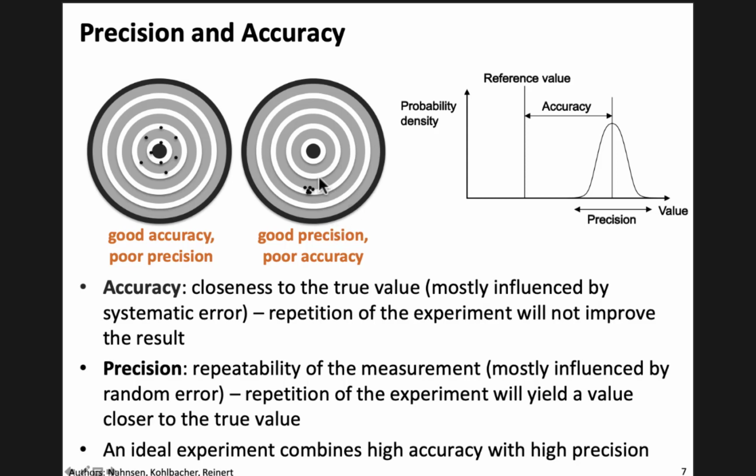On the right-hand side, you have another case, a bit extreme. Here you have a good precision, which means that the variance between measurements is comparatively small, but the true value is off. So you have a bias, a systematic error in your measurement, and both types of errors occur. In an ideal experiment, you would combine high accuracy with high precision.